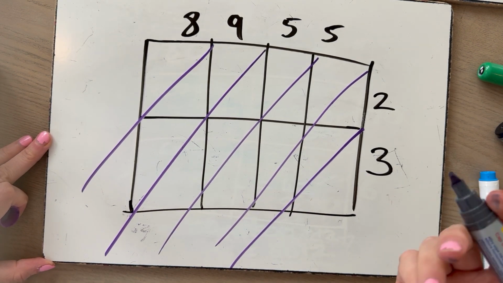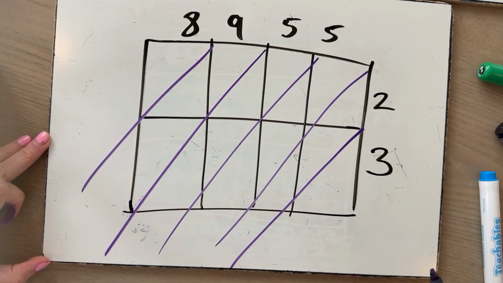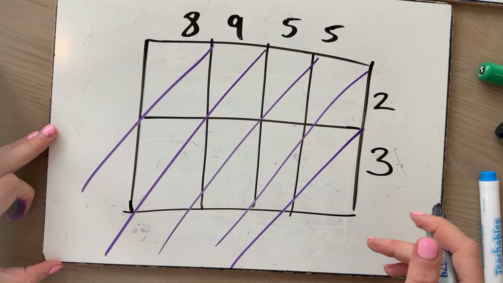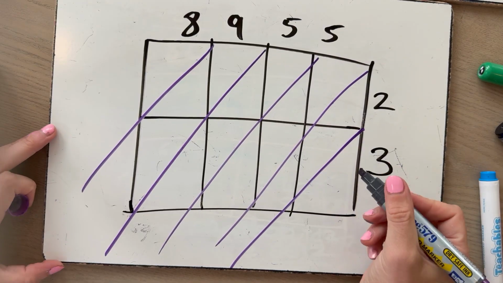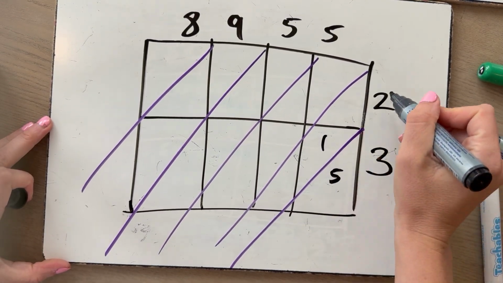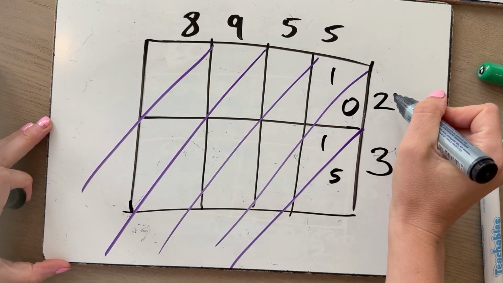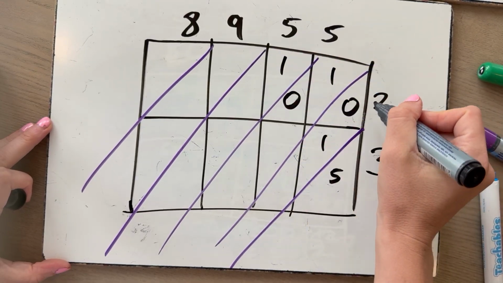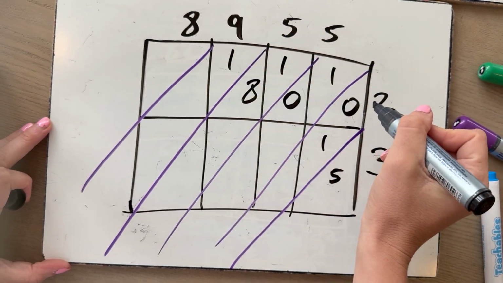If you haven't done the lattice before, definitely watch a video on a previous lattice because this is one where I'm not going to really explain the diagonals or anything. So 3 groups of 5 is 15. Change back to my normal color, 15. 2 groups of 5 is 10. I might do all the 2s. 2 groups of 5 is 10. 2 groups of 9 is 18.